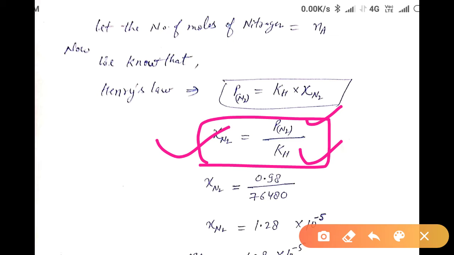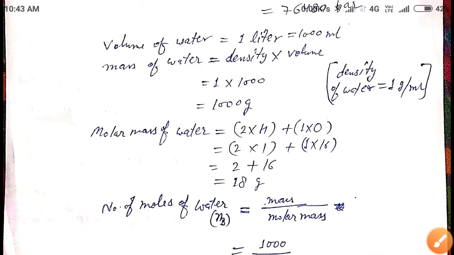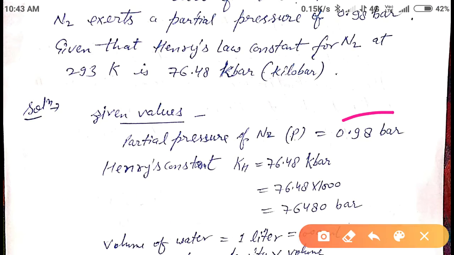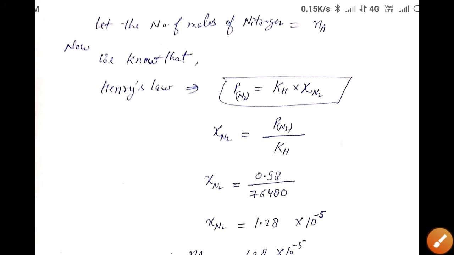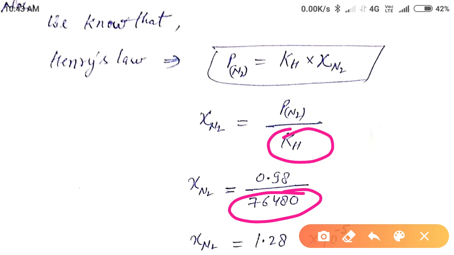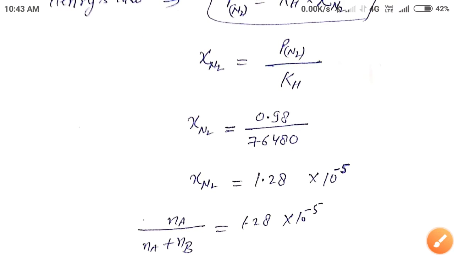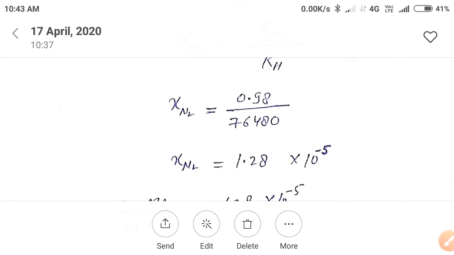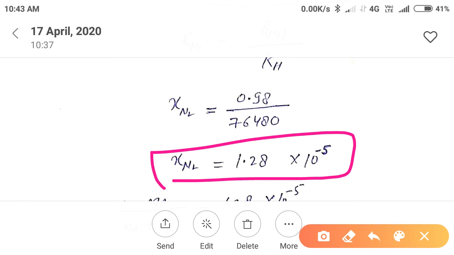We already know the values. The value of P is 0.98, given in the question, and the value of Kh in bar is 76,480. When we divide and solve this, we get chi for N2, the mole fraction of N2, as 1.28 times 10 to the power minus 5.